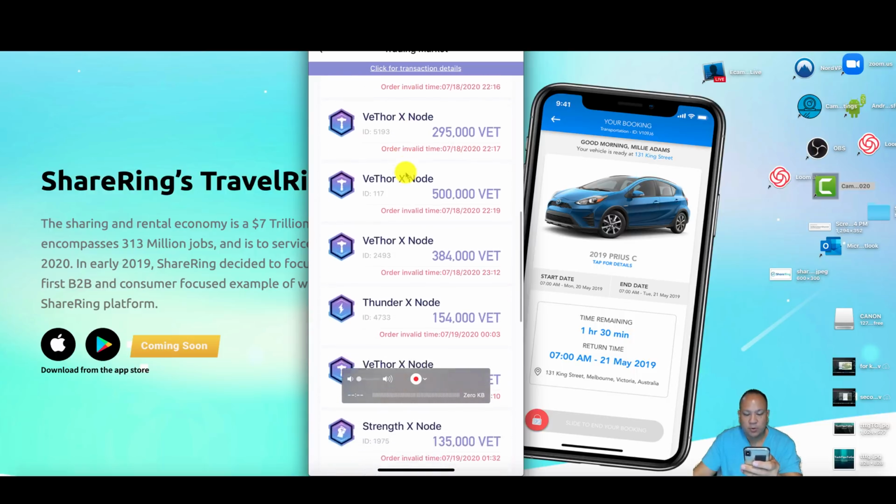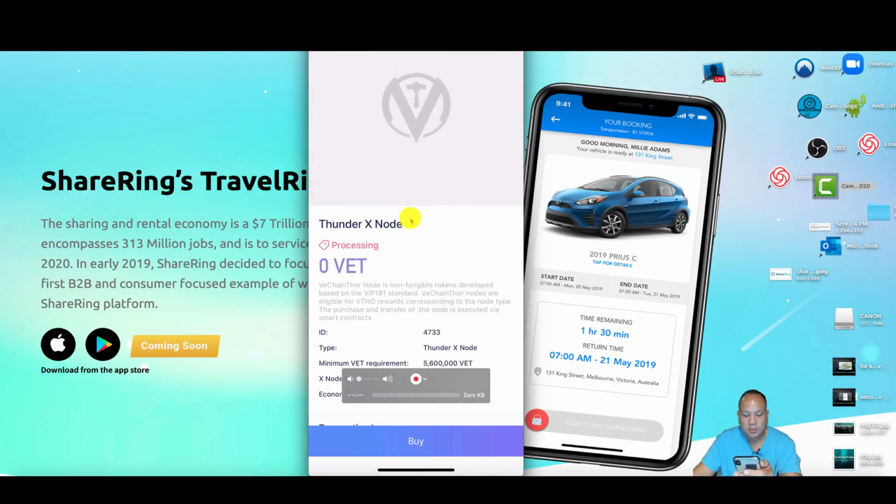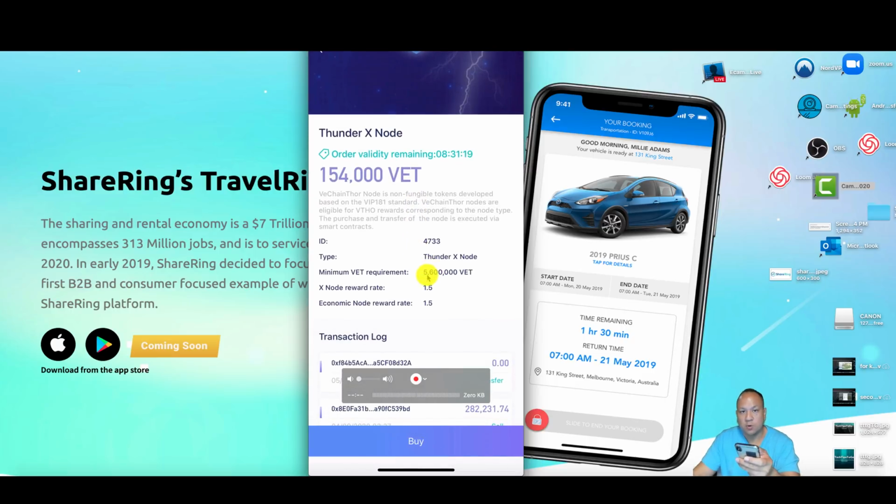So for example, if you wanted a Thunder X node, a Thunder X node is 150,000 VET. When you click on it, it's going to tell you over here that you're going to need 5.6 million in your wallet. It's not going to cost you 5.6 million, but you're going to need that available in your wallet. And then you're going to need 154,000 VET to purchase this.